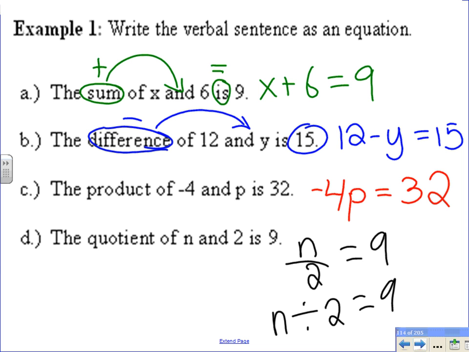Okay, so letter C, product means multiplication. Letter D, quotient means division. Emma, you with us, right? Okay. Questions on the warm-up and definitions? All right, flip over.